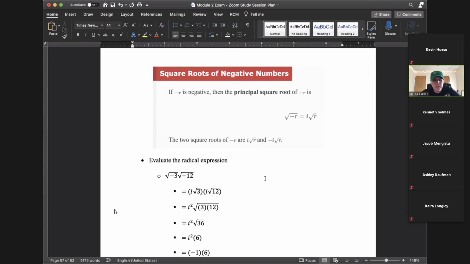Square roots of negative numbers. The principal square root of -r is i square root of r. So you're just basically popping out that i every time you see a negative sign. The i comes outside of the radical.